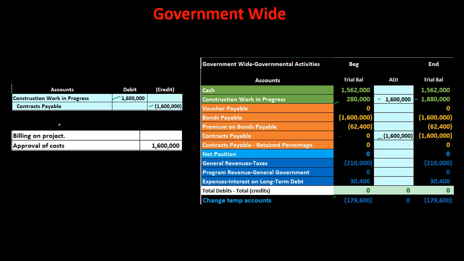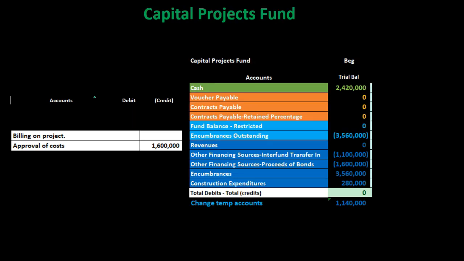If we think about this and then piece it together in terms of the fund side, we're going to say, well, what's going to happen on the fund side of things? Well, this is going to be part of the capital projects because clearly we're making the capital project here. So we're going to go into the capital project fund, but we're not going to be debiting the work in process because we don't have that long-term asset in the capital project fund. Instead, we'll have to debit some type of expenditures.